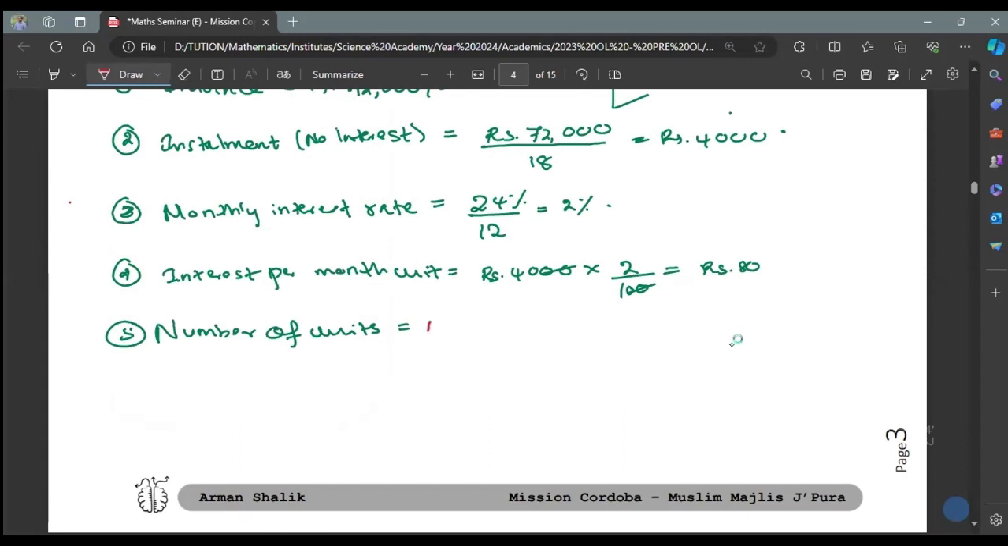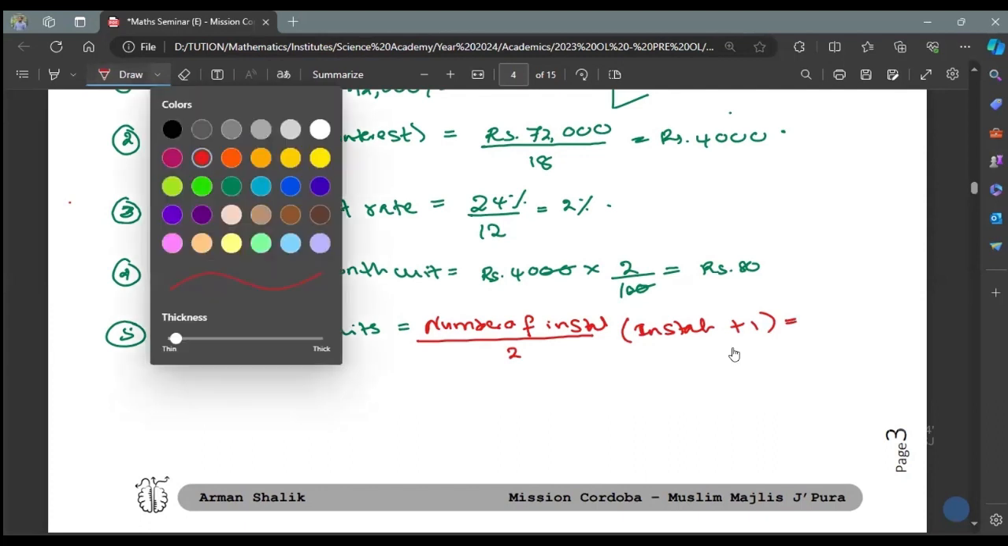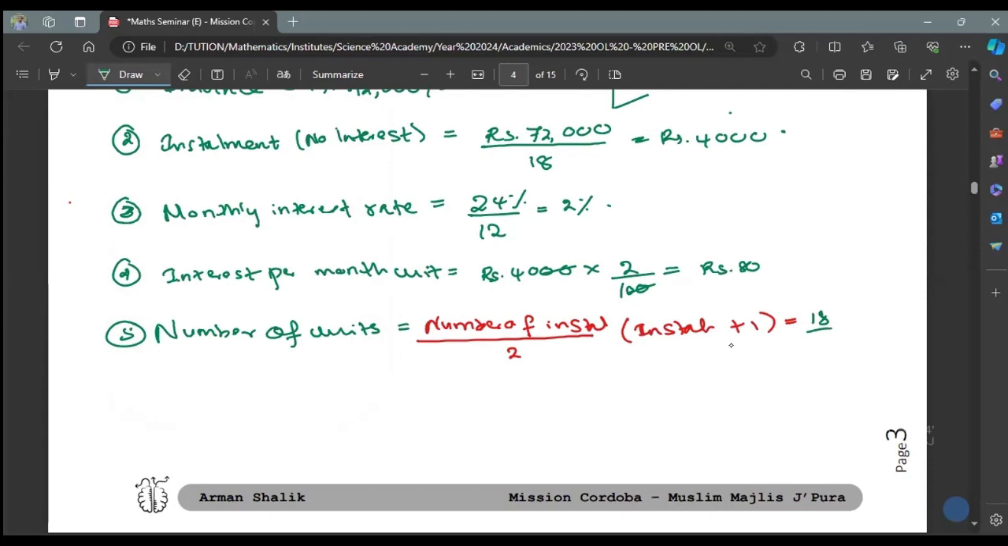Listen carefully. Number of installments divided by 2 times number of installments plus 1. In this case, the number of installments is 18, so 18 divided by 2 multiplied by 18 plus 1. So 18 divided by 2 equals 9. 9 times 19 equals 171. So 171 is the number of month units. Okay. Right.